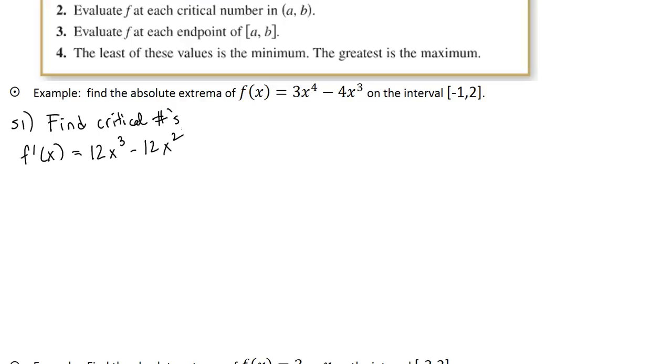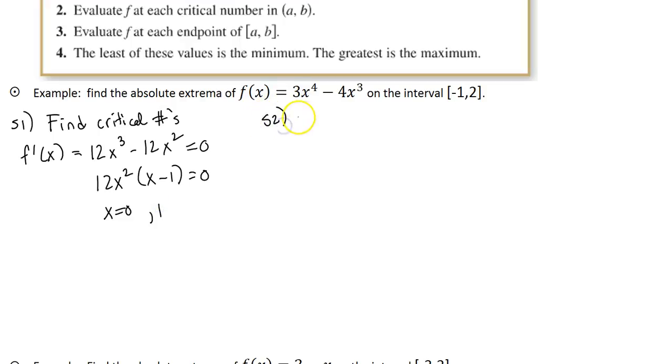So this is a polynomial. It exists everywhere, but it could equal 0. So we would solve that by factoring out the 12x squared. We're left with x minus 1. So I get x equals 0 or x equals 1 as my critical numbers.